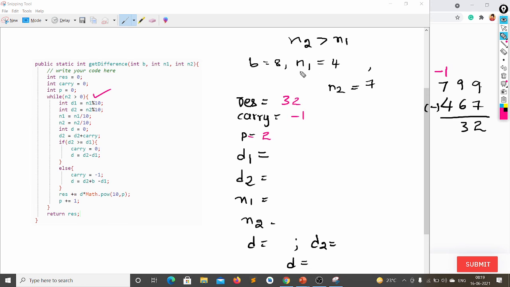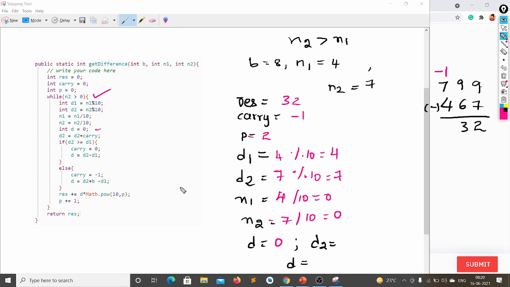Okay, let's continue. My N1 becomes 4 and my N2 becomes 7. Is N2 greater than 0? Okay, what will be my D1? D1 is N1, no? 4 modulo division 10, that is 4, and here 7 modulo division 10, that is 7. What will be my N1? 4 by 10, that is 0, and here 7 by 10, that is 0. Initially my D will be 0 here. Okay, up to here over.